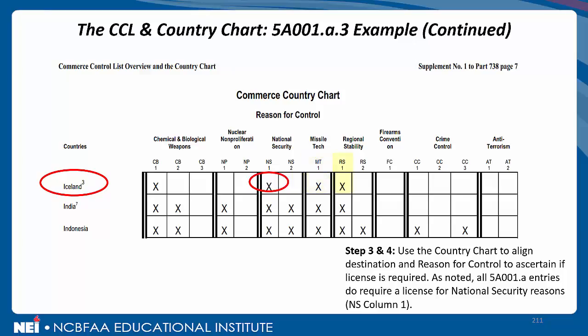Now, as a brief aside, for Iceland, you'll also note that there's an X in the box for missile technology and regional stability. But as it relates to 5A001.A.3, those weren't reasons for control that were listed. What was listed was national security, and very explicitly, by the way, about national security. So here it is. We either need a license, application, and approval, or legally find a way to use a license exception. Really important slide in terms of how we tie things together.